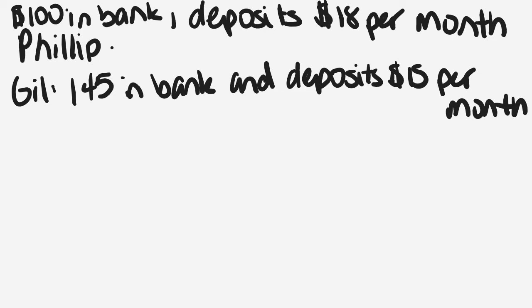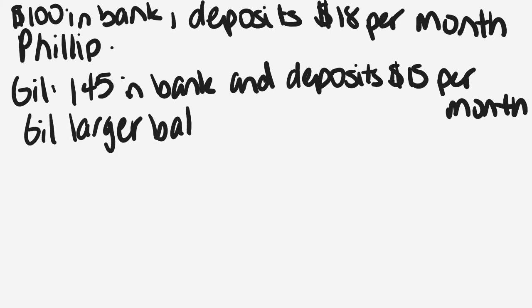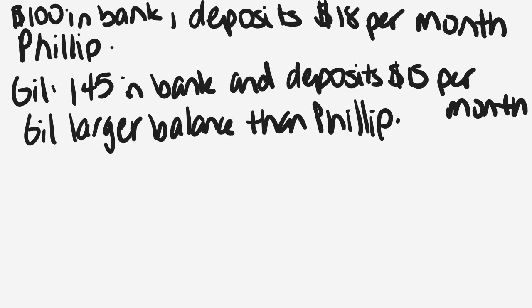All right, for how many months will Gil have a larger bank balance than Philip? Gil, larger balance than Philip. All right, so let's put some mathy language in here. So we want Gil to have a larger balance than Philip, so greater than Philip. All right, but those are 2 words. That's not math, so we got to find some more mathy stuff. Let me go ahead and change the color over here.